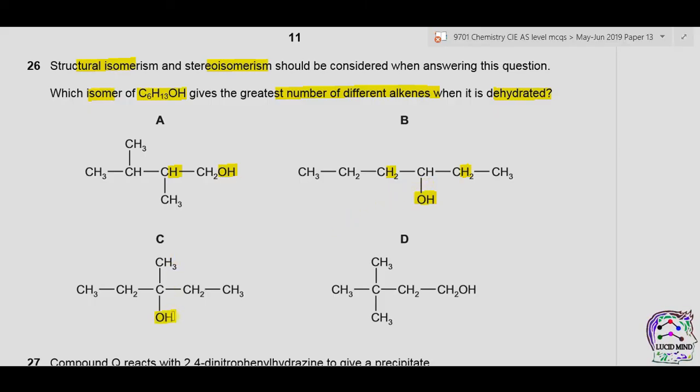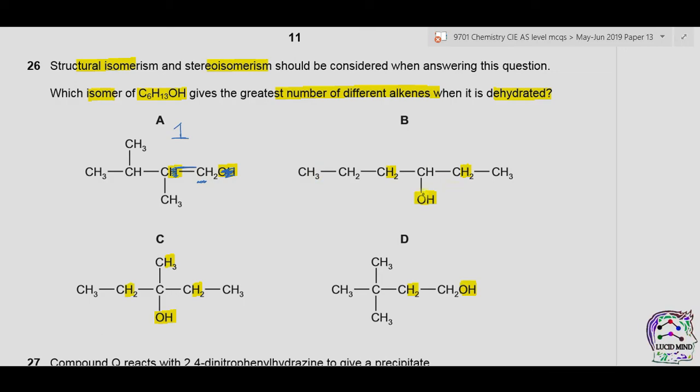Similarly, in C, we can see that OH is removed from this carbon atom and there are three adjacent carbon atoms that contain hydrogen. So three double bonds can come. In D, we can see that OH is removed from this carbon and hydrogen is removed from this adjacent carbon. So in the first one, we can see that H is removed from this carbon and OH is removed from this carbon, and this single bond will convert into double covalent bond. As we can see that this carbon that is forming double covalent bond has similar hydrogen atoms attached to it, so therefore cis-trans isomer is not possible, so only this product is obtained. So in A we have one product.